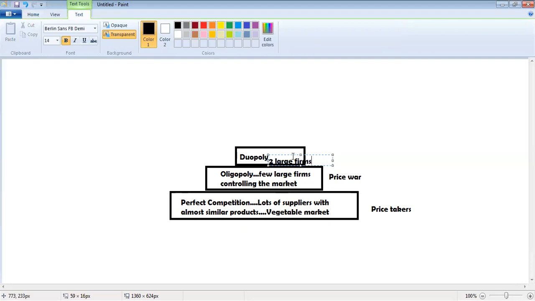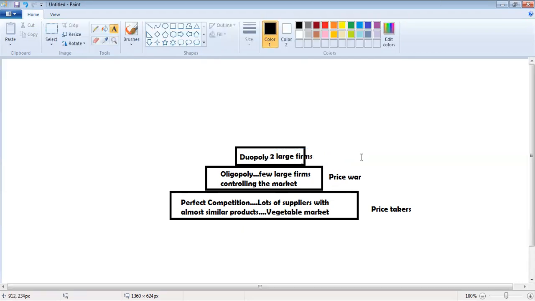So there might be some competition among them, but usually, since both of them are kings, maybe they will just try to improve the quality rather than starting a price war.